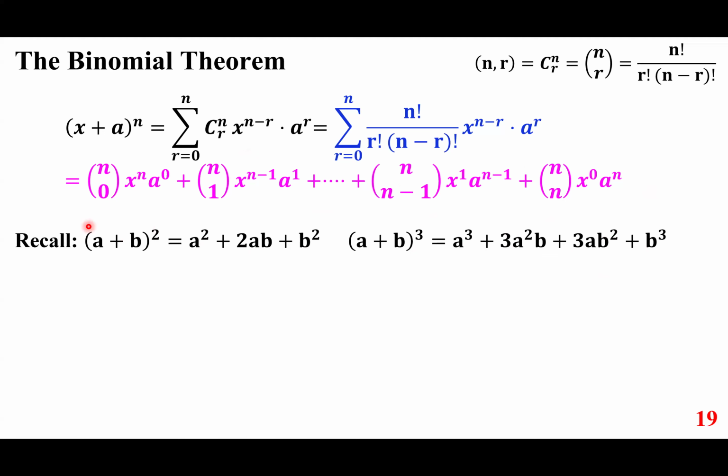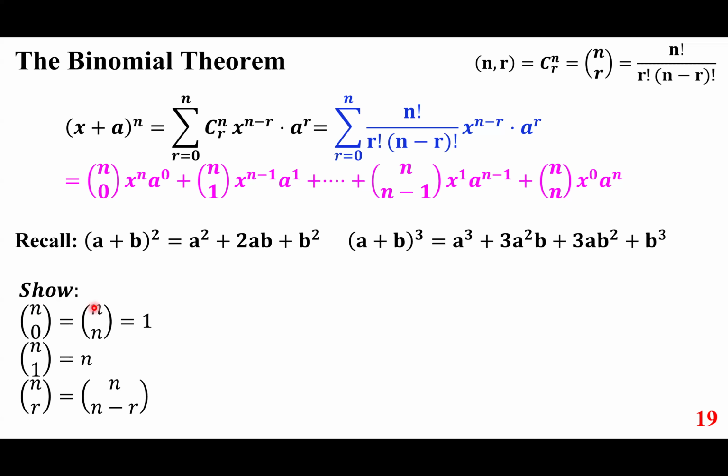Now, these two, the first one and the last one, you can show that they're 1. n choose 0 and n choose n is 1. This one, n choose 1, is n. And n choose r is the same as n choose n minus r. So first of all, what I mean with the last one is, as long as these two numbers, r and n minus r, add up to n, that's the case. I want to discuss the last one first.